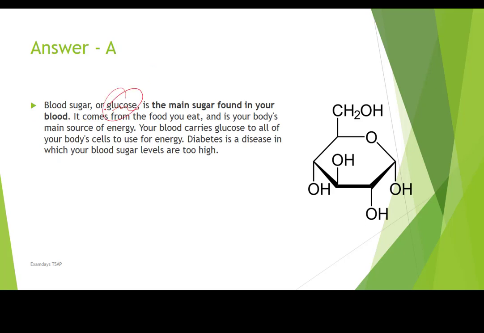Glucose is the main sugar found in your body. It comes from the food you eat and is your body's main source of energy. Your blood carries glucose to all of your body cells to use for energy. Diabetes is a disease in which your blood glucose level is too high. This is the chemical formula of glucose, which also helps in the examination.